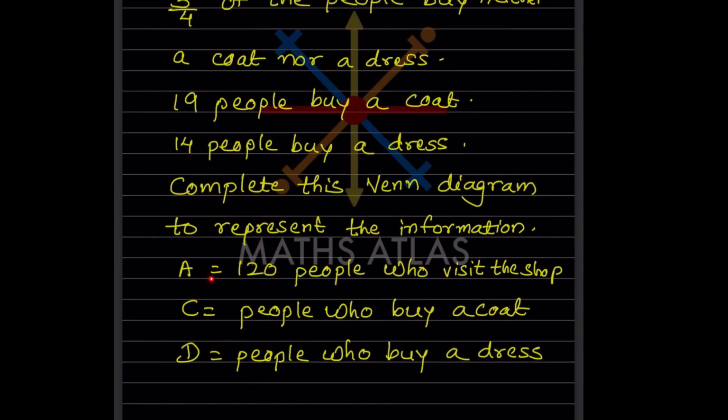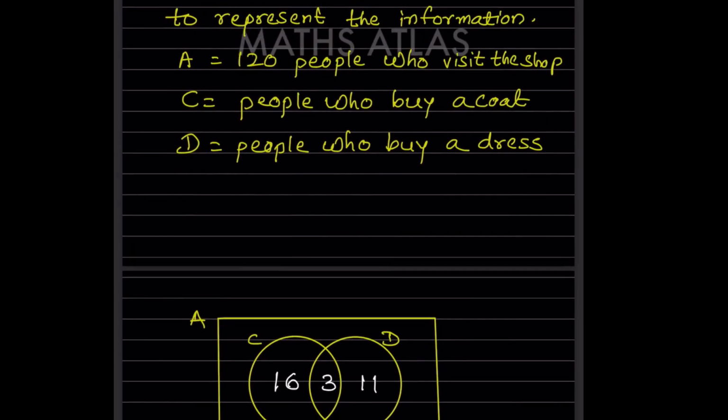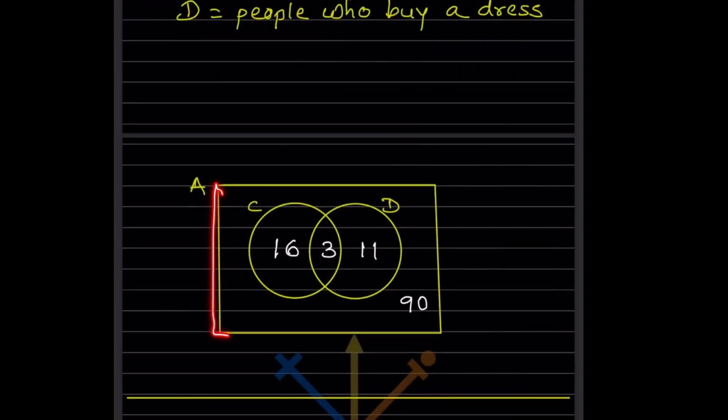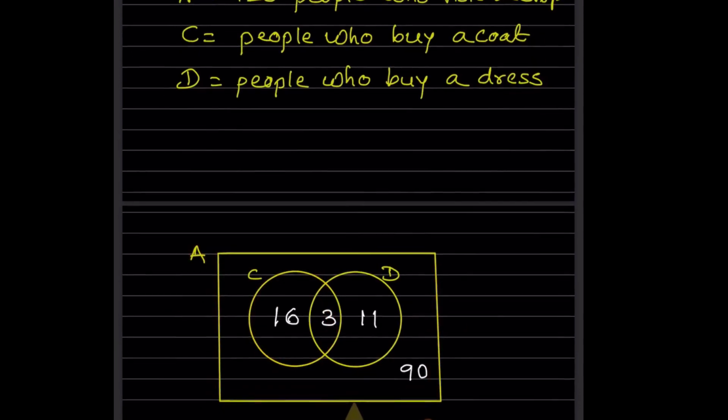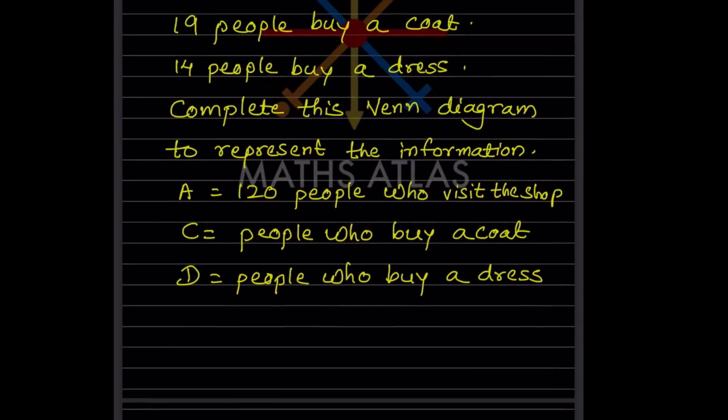What is that? A is the 120 people who visit the shop. C is people who buy a coat. And D is people who buy a dress. So now this is what we'll write here. A, C and D will be here. And now what did they say here?